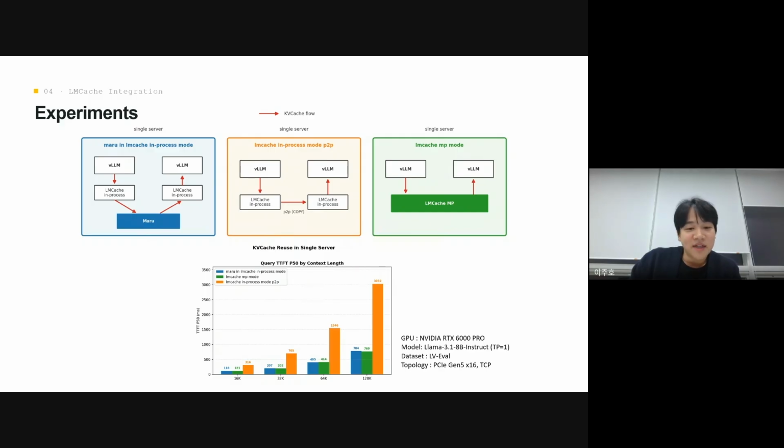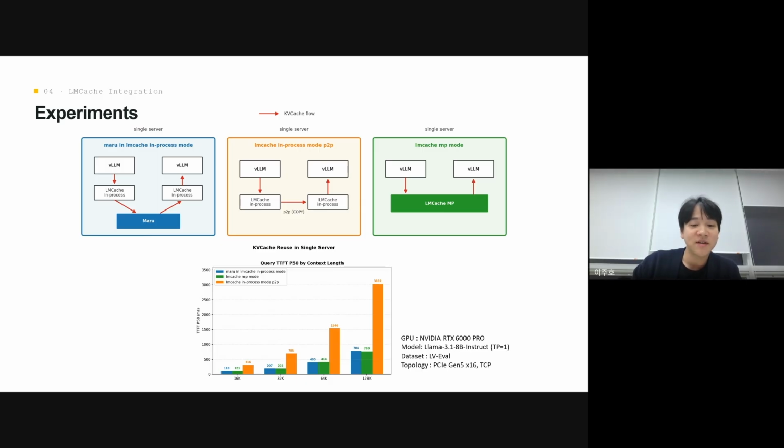So here is a simple experiment result for us. Let me explain the experiment first. On a single server, there are two vLLM instances. One instance creates the KV cache, and the other one uses the KV cache. We measure the TTFT for the second instance reusing the KV cache, which is saved by the first instance. Maru is implemented in LMCache in process mode.